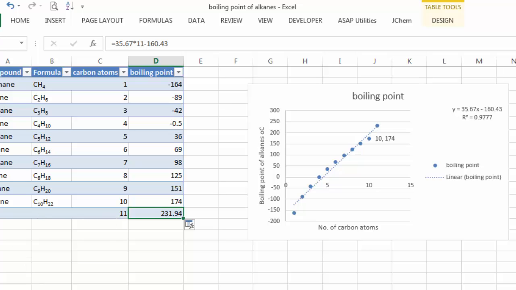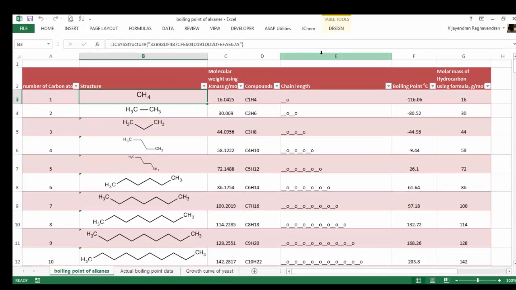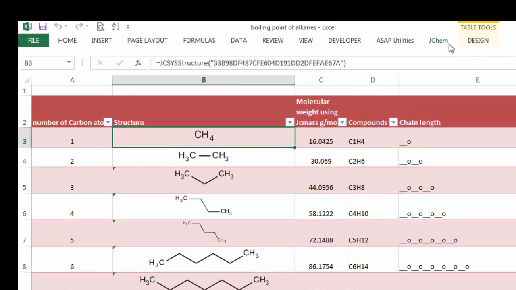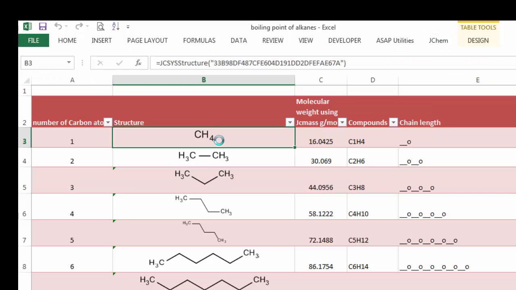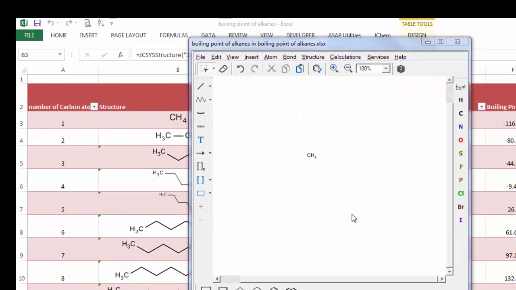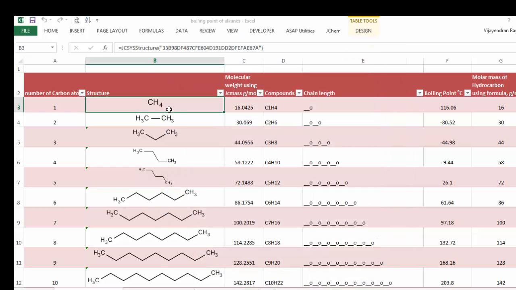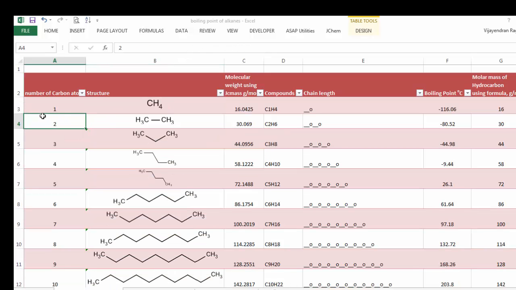Okay, so let's take two other examples. So the second one, this is a bit fancy, the same data, but presented in a slightly different way. I have used this add-in called JChem, which you can get from chemaxon.com. When I double click on that, it launches the structure editor. So I can go and edit the structure, add a new structure, and I can say OK, and then it puts the formula of the compound in this little cell. So I can make it bigger, I can make it smaller just by altering the size of the row.